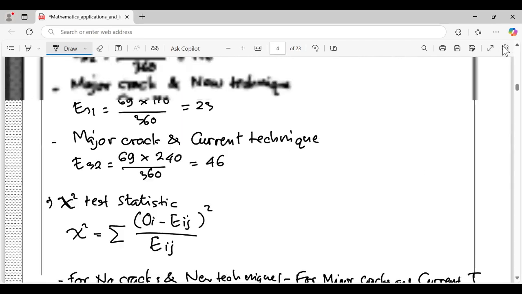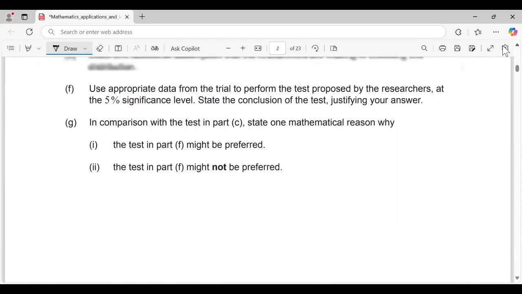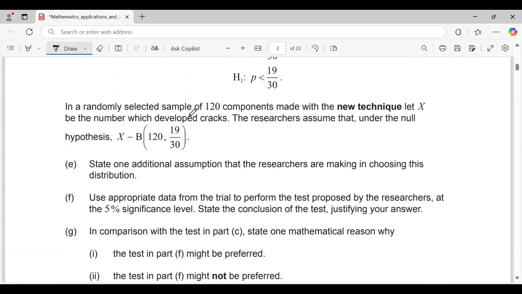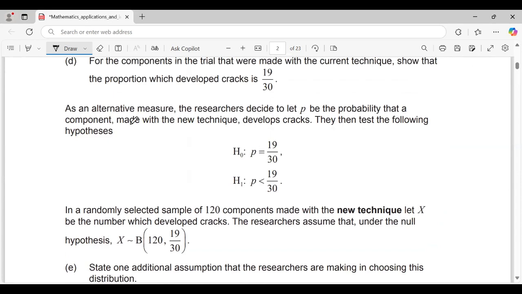Part E. As an alternative measure, the researchers decided to let P be the probability that a component made with the new technique develops cracks. They then test the following hypothesis. Null hypothesis: P equals 19/30, and alternative hypothesis: P less than 19/30.